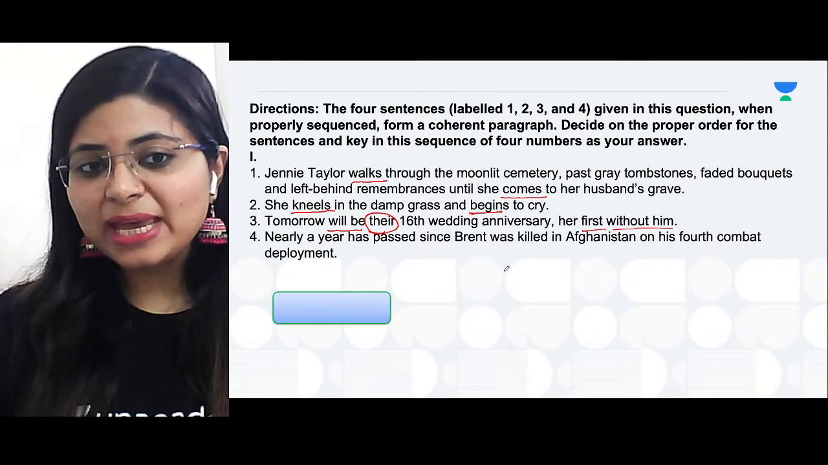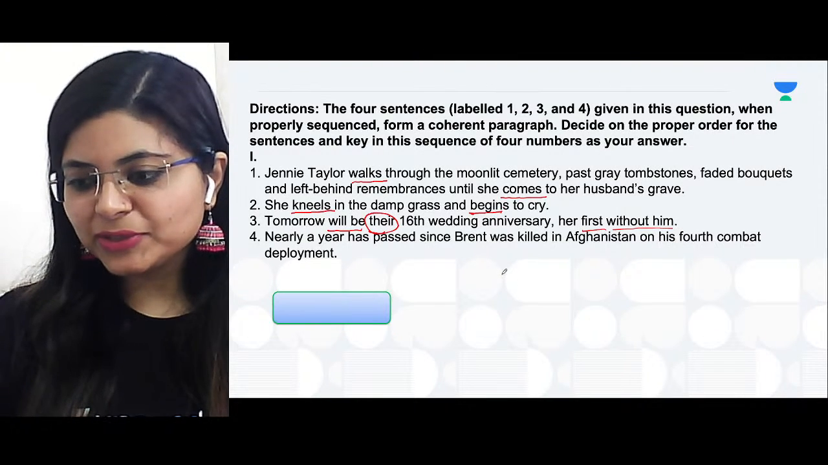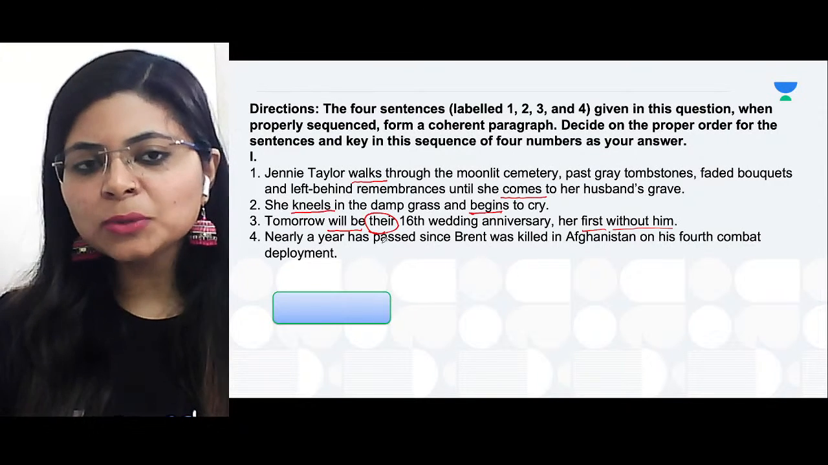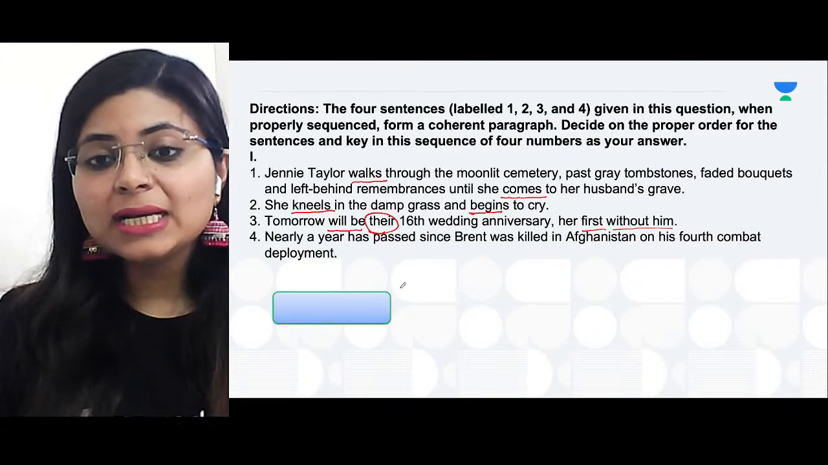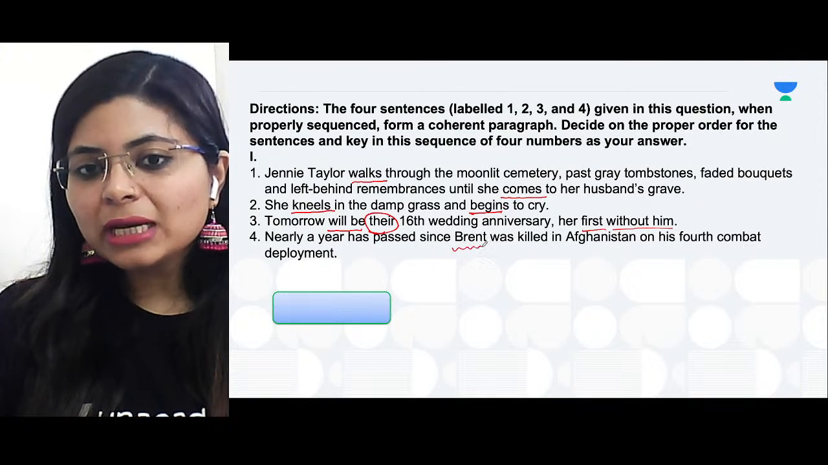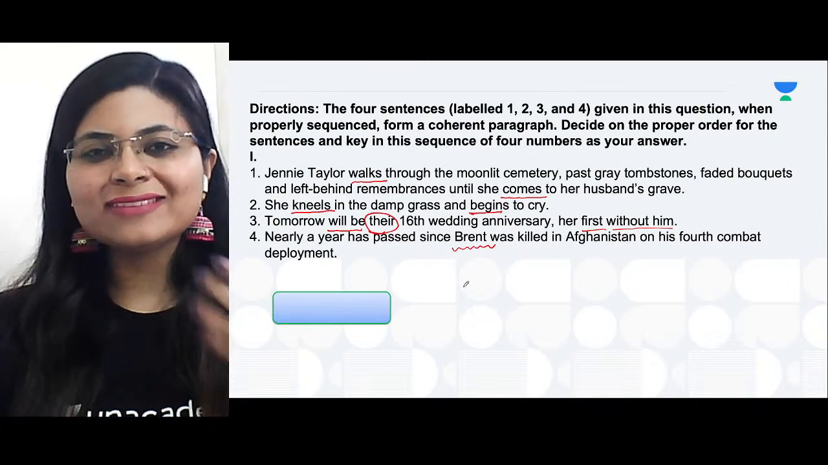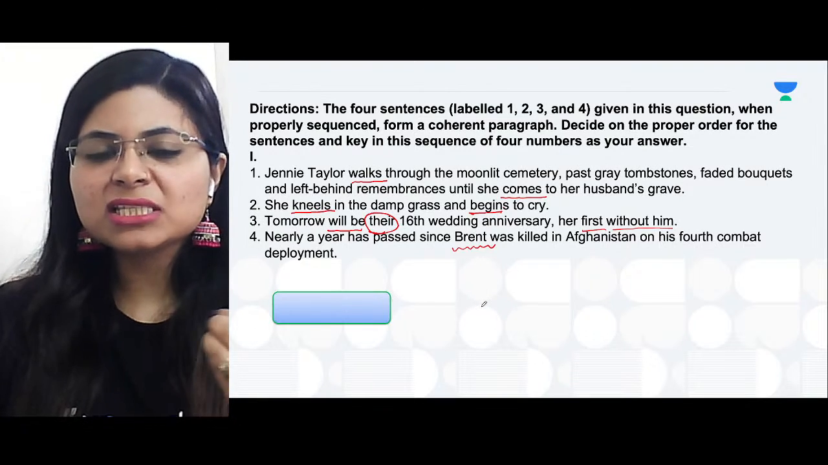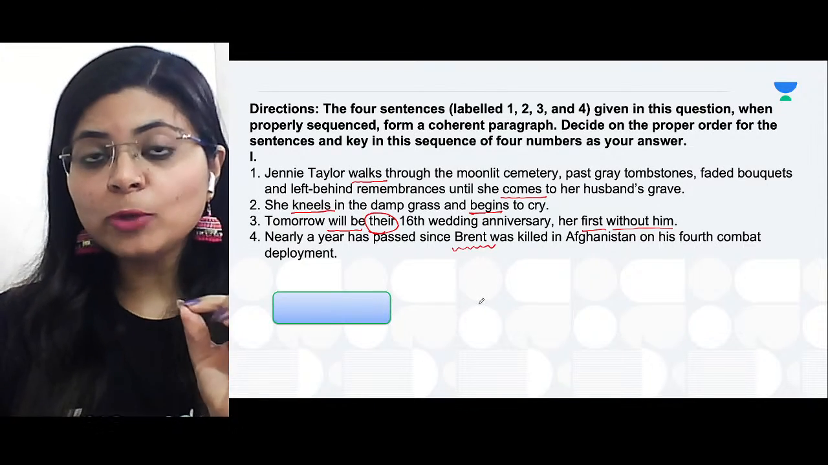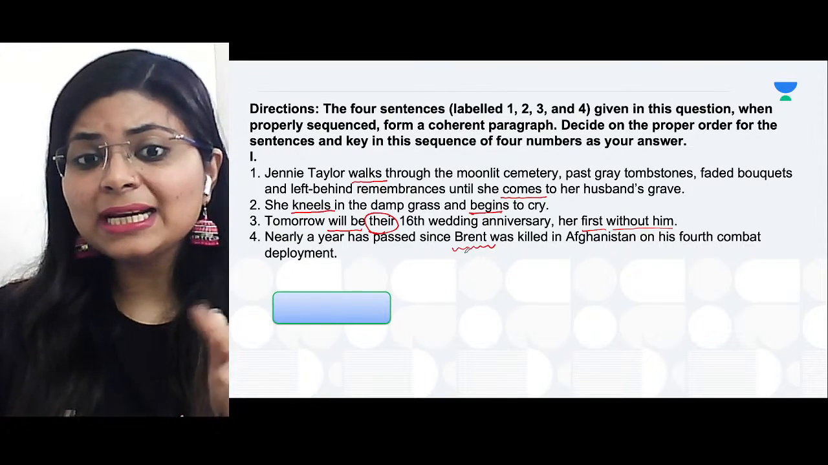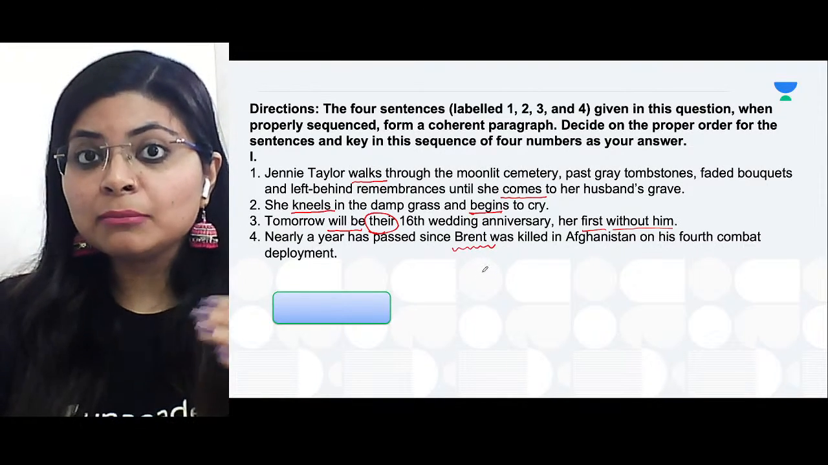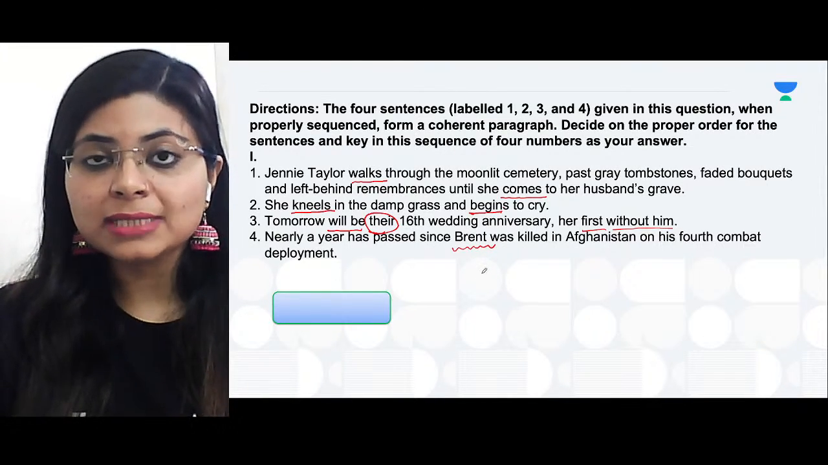So if you start making the pairs, what are the pairs here? Some of you have given the right answer now. I think a good introduction is one rather than four because then you are talking about Brent in the fourth sentence as if you already know him. If four were the introduction, you should have written something like Mr. Brent Taylor. Then it would be called a good introduction. But here it is written Since Brent. This gives you a hint that who is Brent must have been introduced in some other sentence.